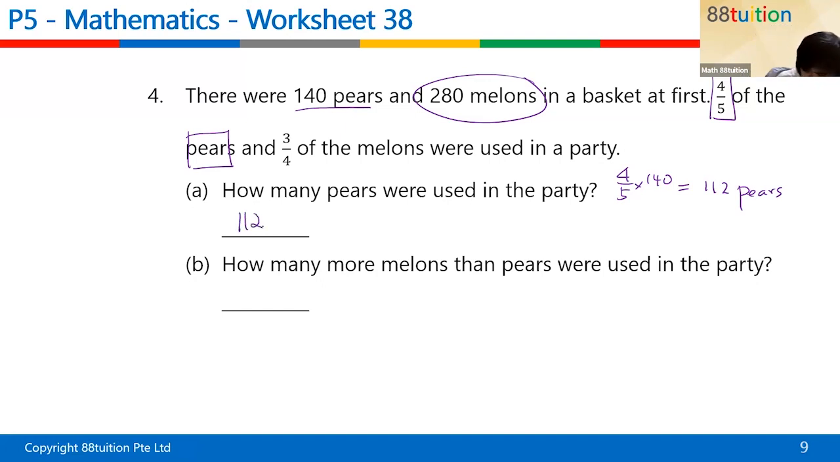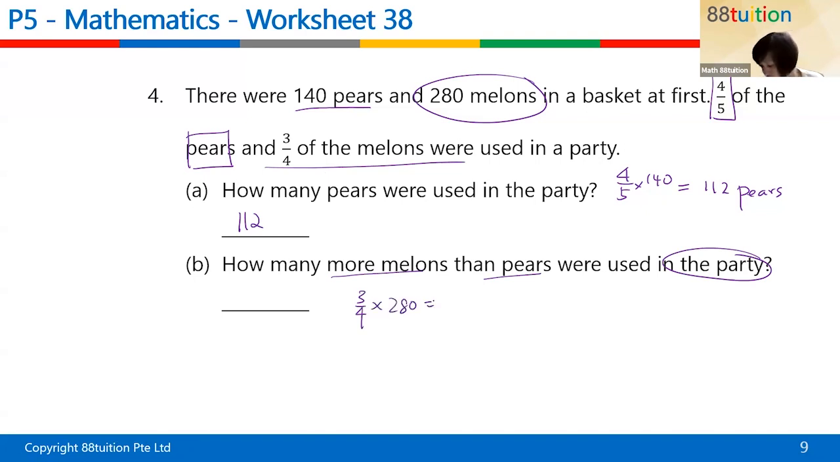Next question. How many more melons than pears were used in the party? So that means I still need to look for the melons, which is 3/4 of 280. So 3/4 will be about 210 used up in the party. So when you have 210, I must minus my 112. That will give me 98 for this. Okay?